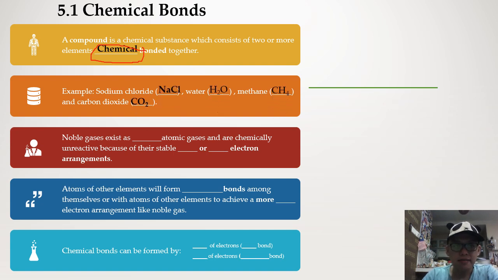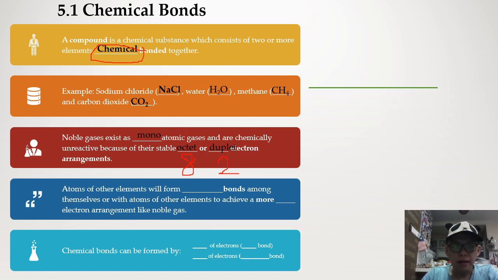Noble gas exists as monoatomic gas. Mono means one, means alone, which are chemically unreactive because of their stable octet or duplet electron arrangement. Octet means they are always in 8 electrons at the valence shell, and duplet is maximum 2 electrons.